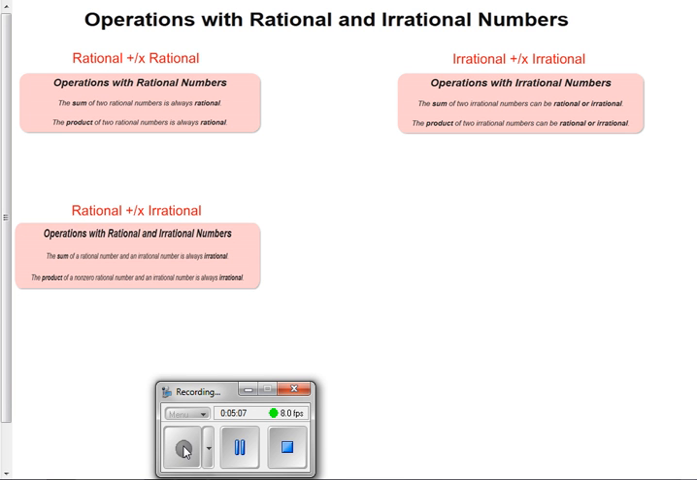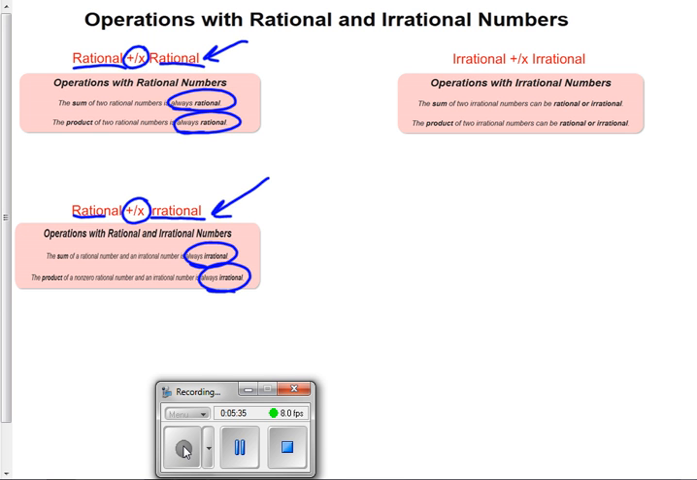Operations with rational and irrational numbers. What you need to remember here is anytime you take a rational and a rational, whether you're adding or multiplying, you will always have a rational outcome. So rational with rational is rational. Anytime you have a rational and an irrational, so they're different, and you add or multiply, it is always irrational. The only trick here is sometimes when you take an irrational and an irrational, you can potentially get a rational or an irrational outcome. It's just on occasion.